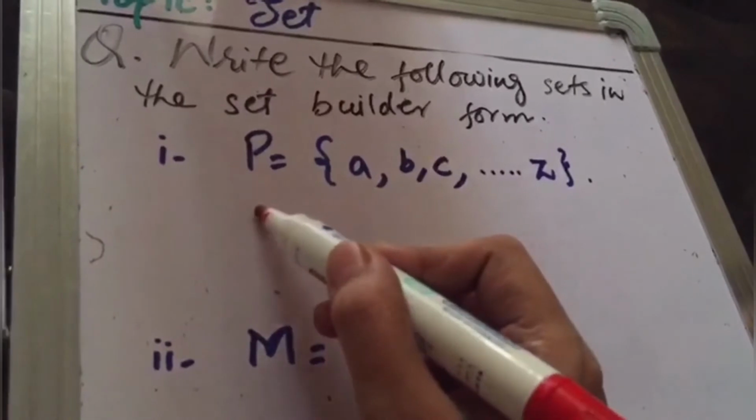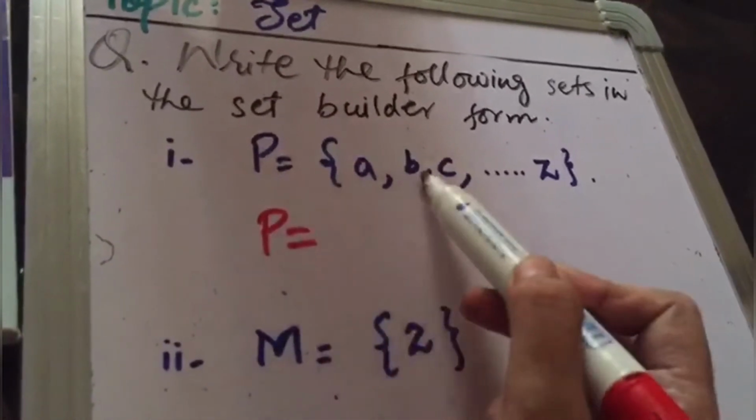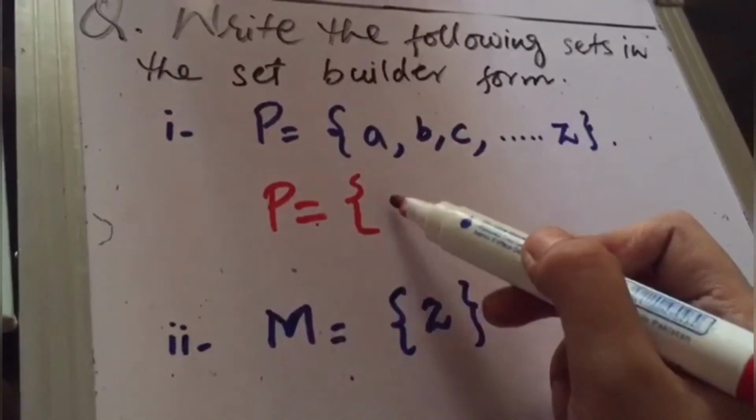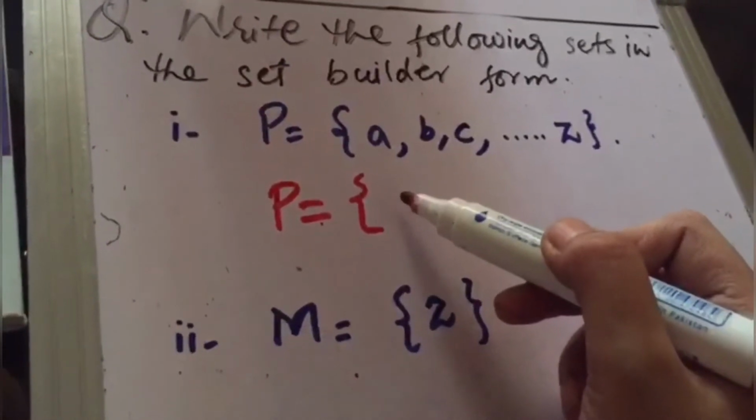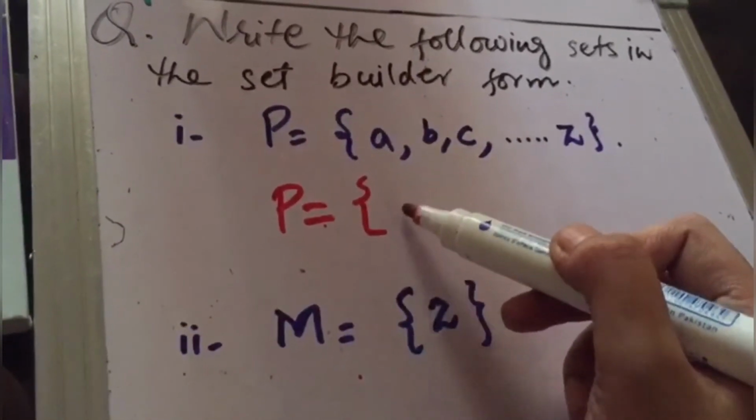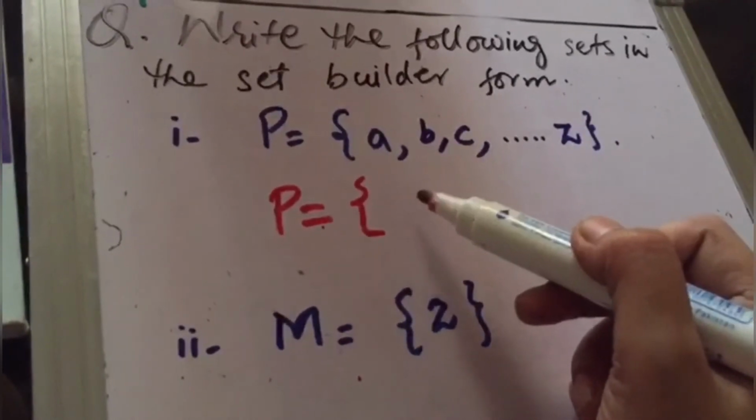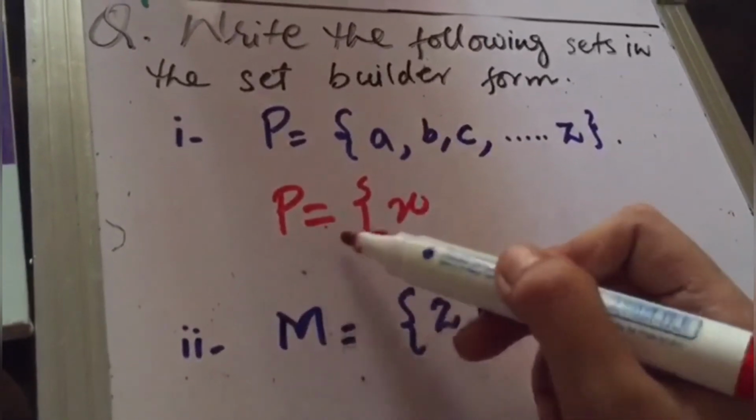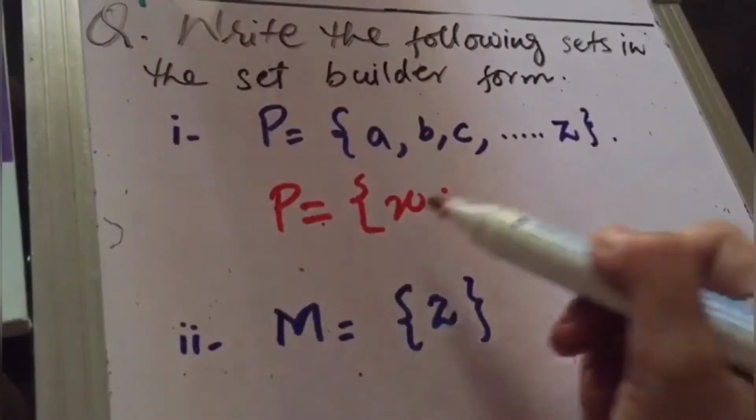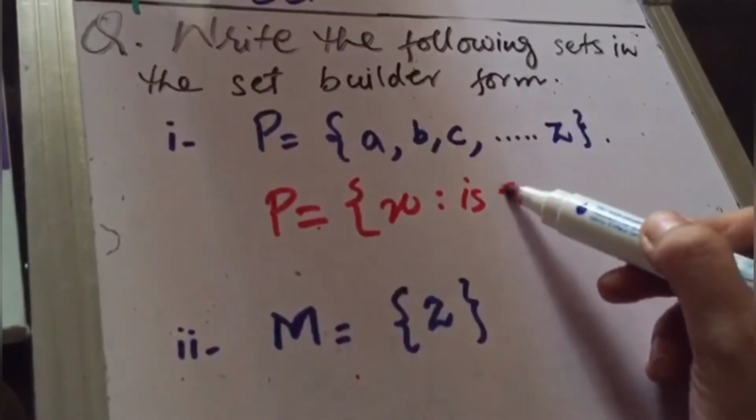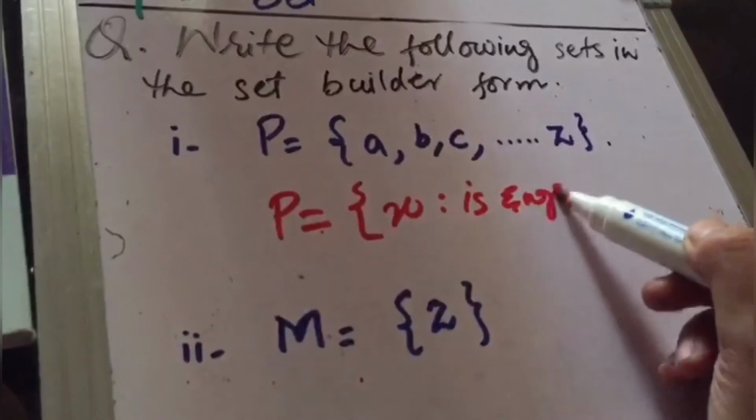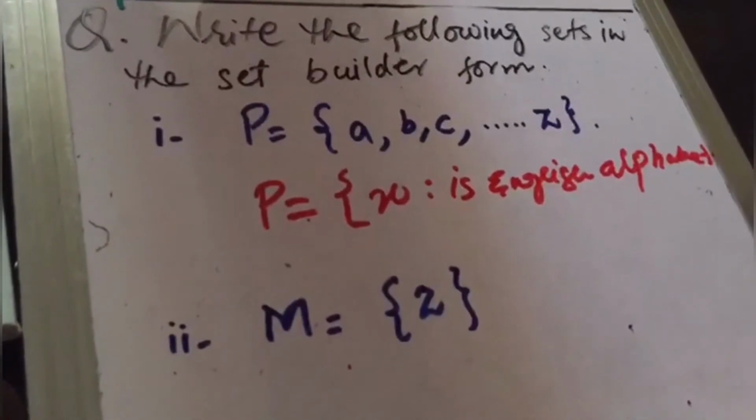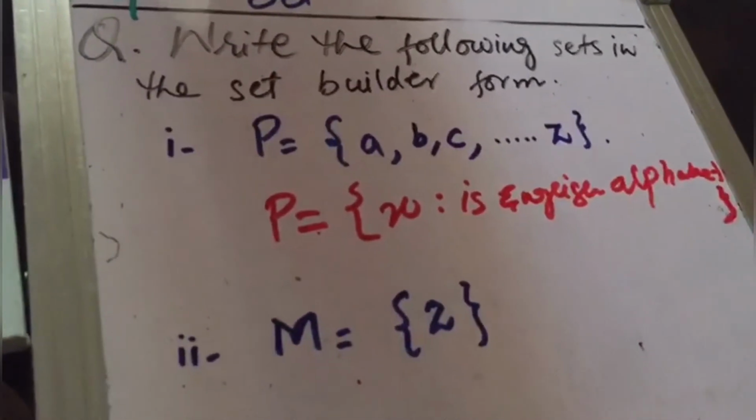Now let's start. P is equals to, P is the name of this set. P is equals to, open curly brackets. Now the name of a box could be of your choice. Either it could be X, it could be Y or any alphabet. I am taking X. P is equals to {x such that x is English alphabets}. Always remember to close the bracket.